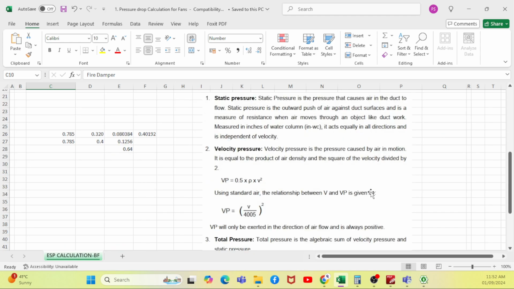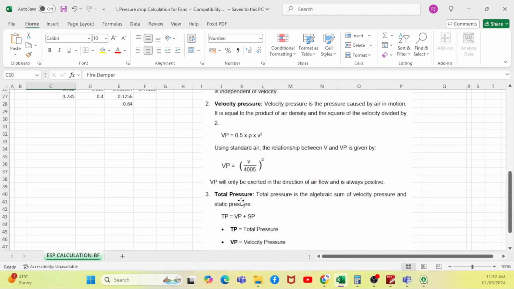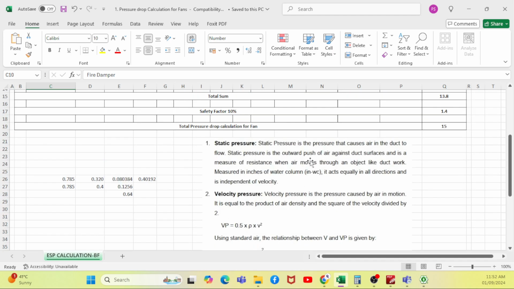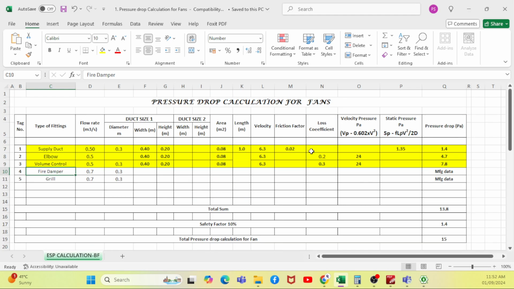I think I have shared this information in Teams as well: what is static pressure, what is velocity pressure, how to calculate, and what is the total pressure method. This also I have shared in the group, so you can understand what is static pressure and what is velocity pressure. Static pressure normally comes in the straight duct.